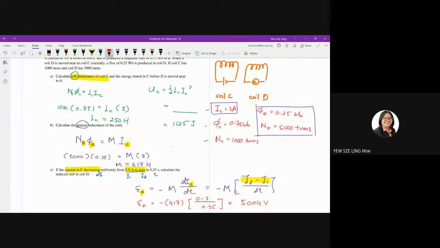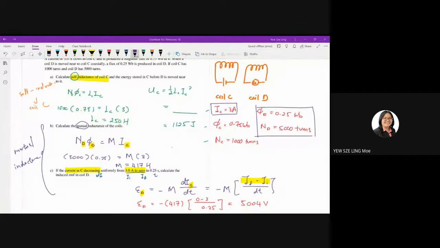So A, B, C. Remember, A is self-inductance, which occurs in coil C, and these two questions are related to mutual inductance. So now I've got 3 questions right here. I give you 3 minutes to write it down before I proceed to the next question.